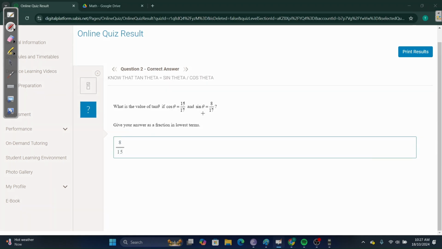I cut it again. I'm going to re-explain question 2. So cosine theta, or sorry, tangent of theta, tan theta is equal to sine theta over cosine theta.